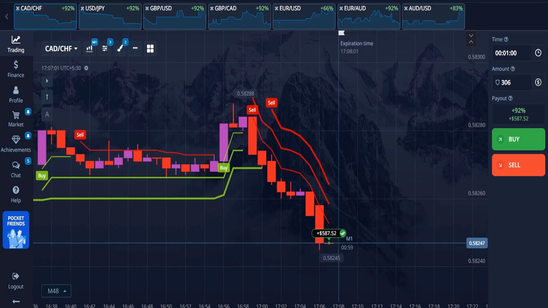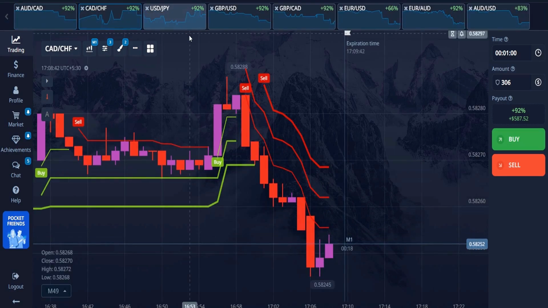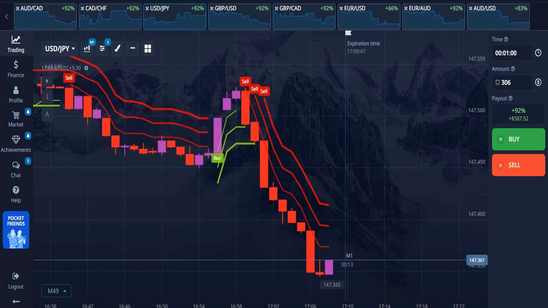Best time to use this strategy. Trade during the European and New York sessions when the market has high movement. Avoid using this strategy during major news releases, because during those times, price can behave unpredictably.